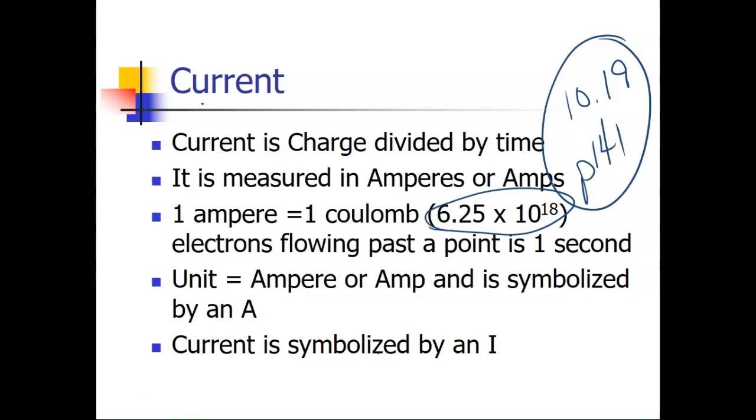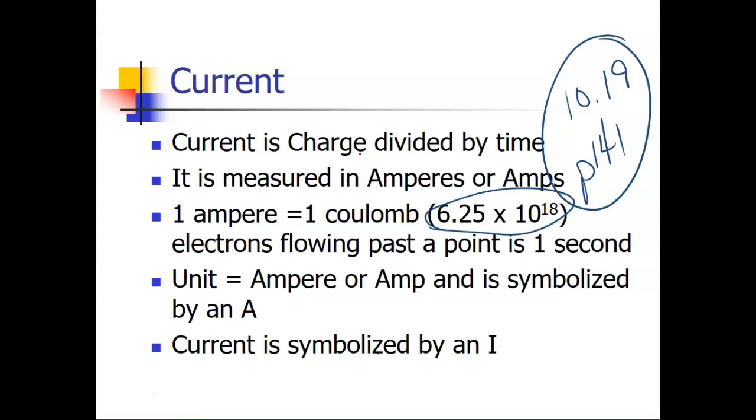All right, so current. Current is what? What have we said current is? Current is the flow of electricity. Very good. All right, current is the flow of the electrons.